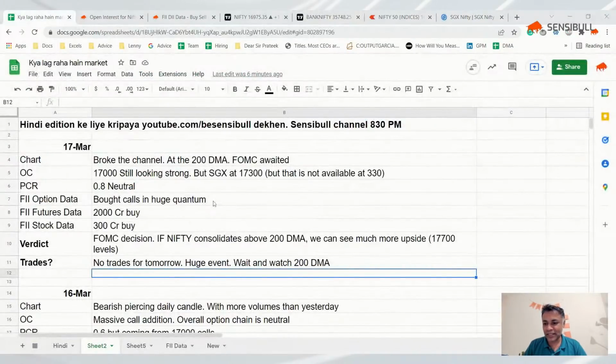Tomorrow is a very interesting, tricky expiry. We'll see what happens tomorrow. And there's nothing we can do looking at SGX or anything else today. We'll see the open tomorrow. We'll see what the FOMC interest rate decision holds for us. In any case, most importantly, please don't take it as advice or tips or anything. This is just market analysis.